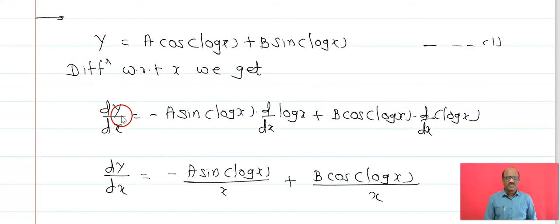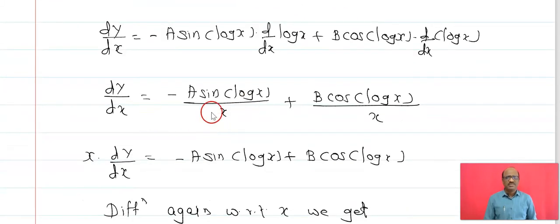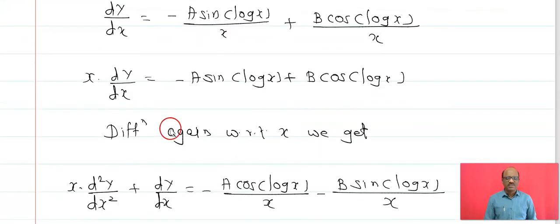Therefore derivative of y is dy by dx. The derivative of cos(log x) is minus sin(log x) into derivative of log x, which is 1 upon x. Now b sin(log x): the derivative is cos(log x) into 1 upon x. Therefore you will get dy by dx equals minus a sin(log x) upon x plus b cos(log x) upon x. If you simplify this, you will get x into dy by dx equals minus a sin(log x) plus b cos(log x).